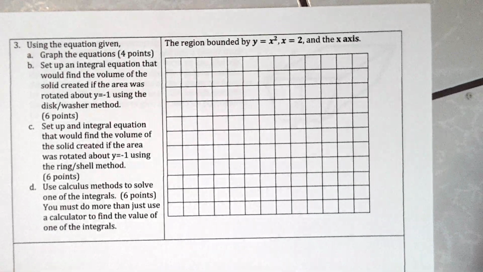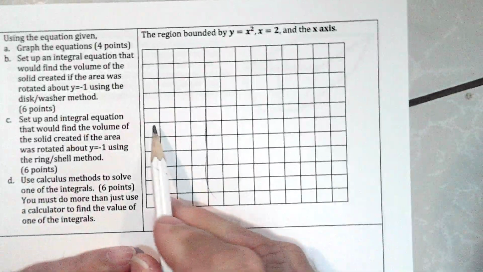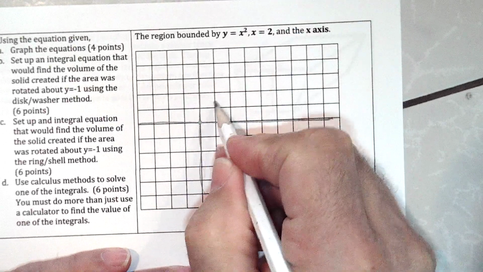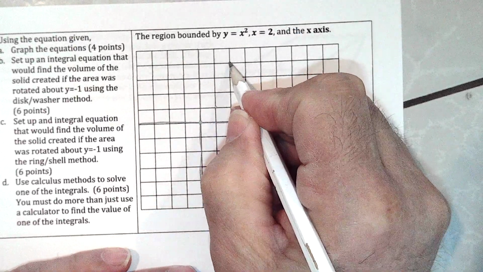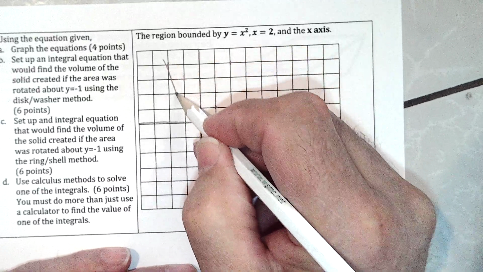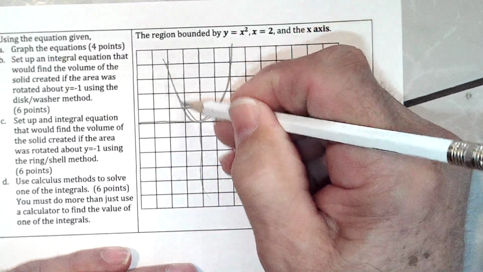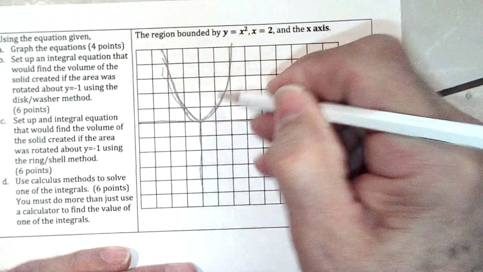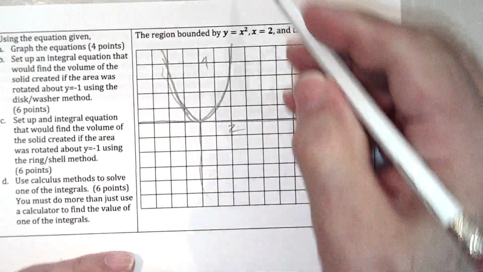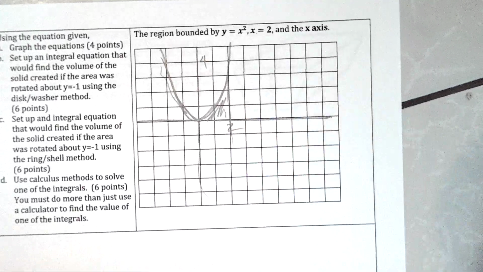Okay, number 3. Got to graph it. X squared, 0.01124. And over here, that's a rough sketch of this, where this is 4 and 2. X equal 2 would be here. So I get this region.